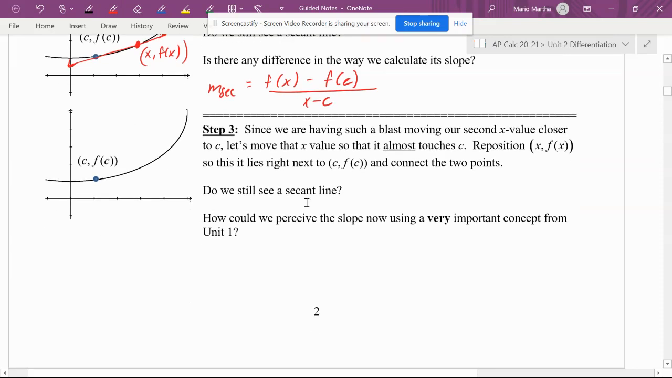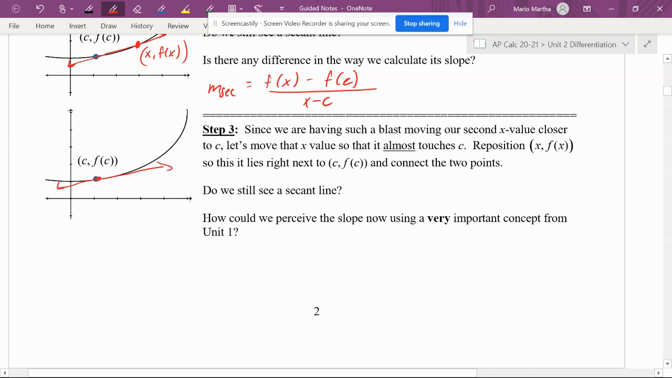And then for our last step, it says right there, since we are having such a blast moving our second x value closer to c, let's move that x value so that it almost touches c. So reposition x comma f of x so it lies right next to c comma f of c and connect the 2 points. If we get as close as possible, the smallest distance we can get is something as close to 0 as possible. So it's going to be right here. That's going to be our new line right there.